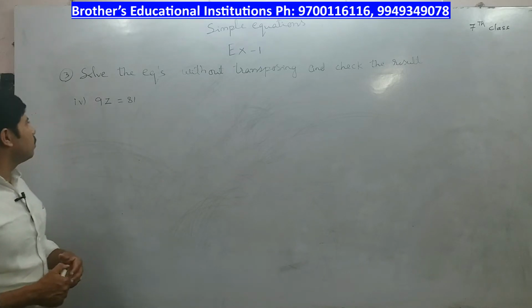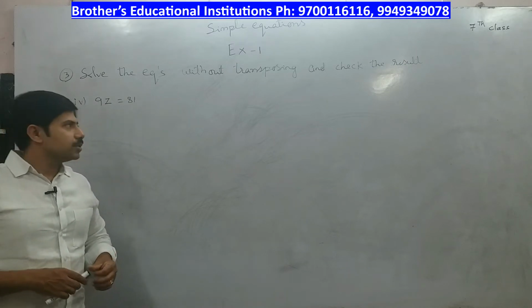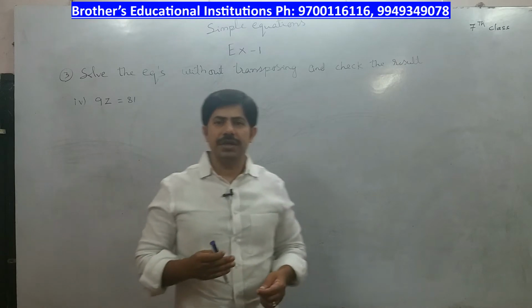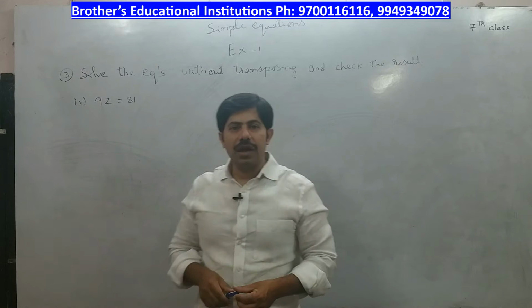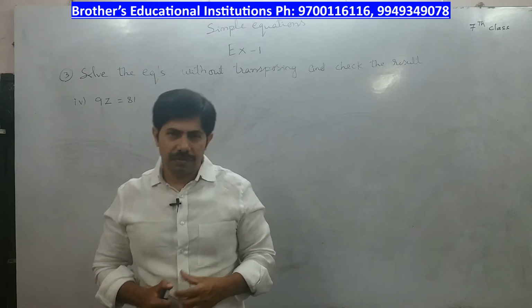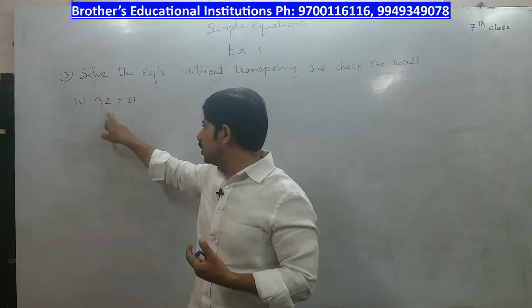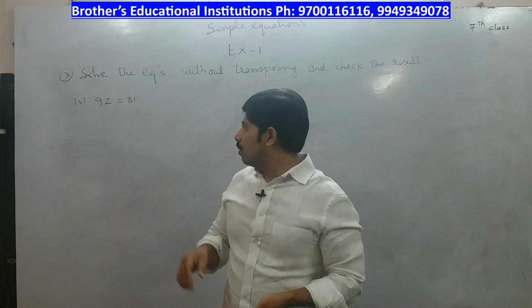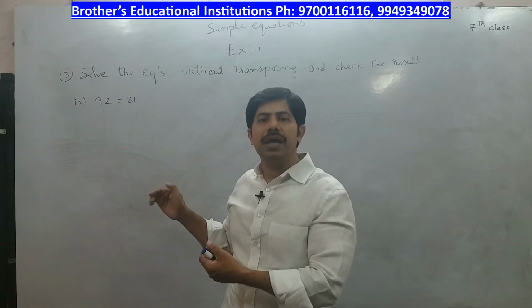So the next problem in today's class is 9z is equal to 81. Here 9z means 9 into z. We have to get the value of z without transposing. Without transposing means we have to eliminate this coefficient. The coefficient of z is 9, that is 9 times z. In order to eliminate this product, we need to divide by 9.